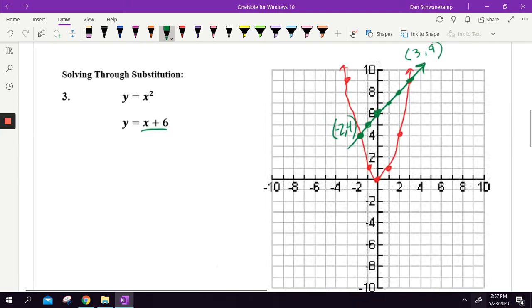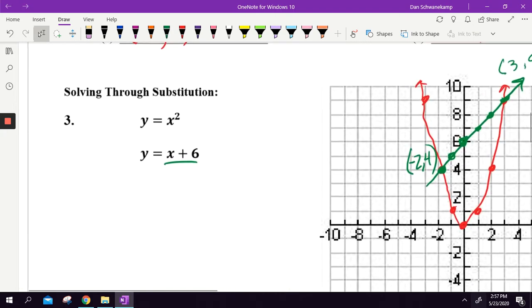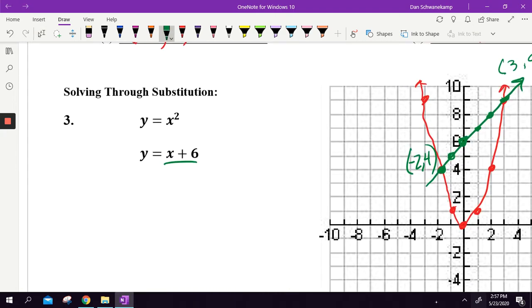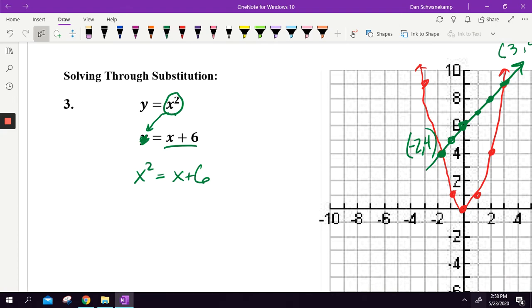And I could do it by graphing, but I could also do it through substitution. Since this equation is already y equals, I'm going to take this x squared and substitute it in for the y in the other equation. So I'm going to make it this: x squared equals x plus 6. And we could have done this on the problems up above, and then we could solve this guy.